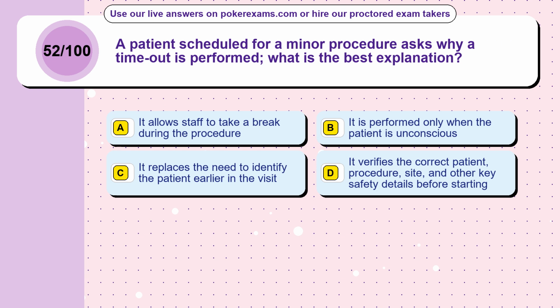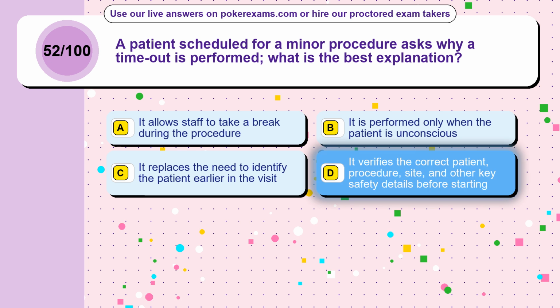Question 52. A patient scheduled for a minor procedure asks why a timeout is performed. What is the best explanation? Option A. It allows staff to take a break during the procedure. Option B. It is performed only when the patient is unconscious. Option C. It replaces the need to identify the patient earlier in the visit. Option D. It verifies the correct patient, procedure, site, and other key safety details before starting.